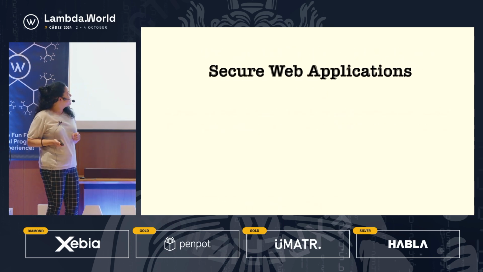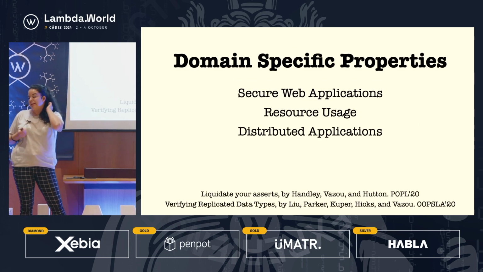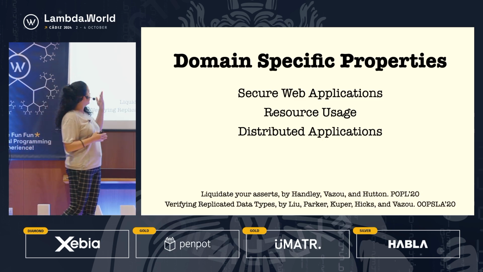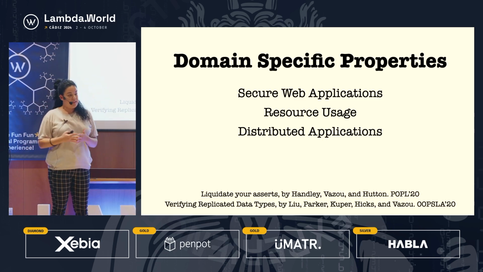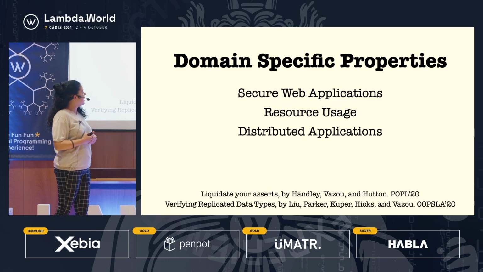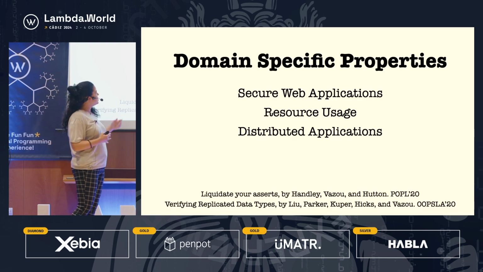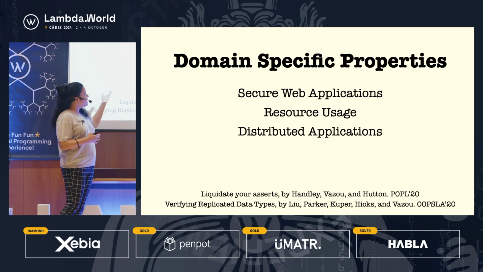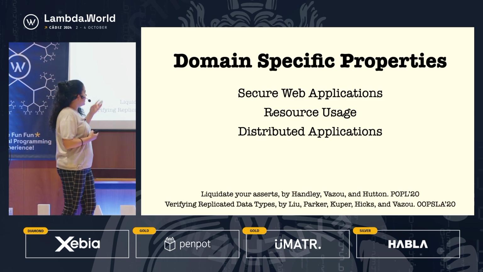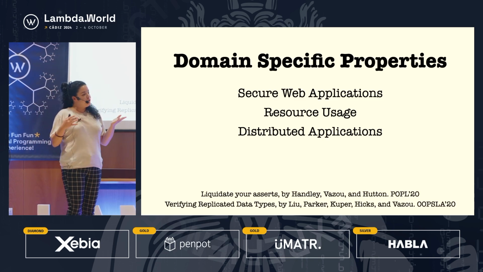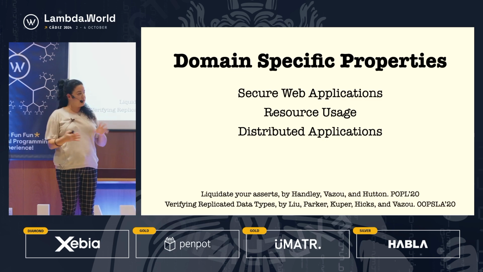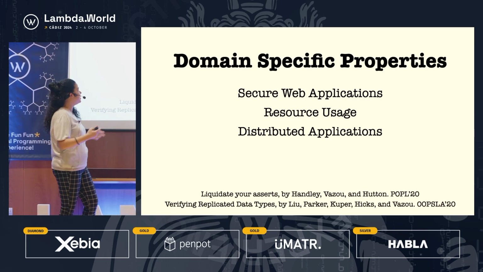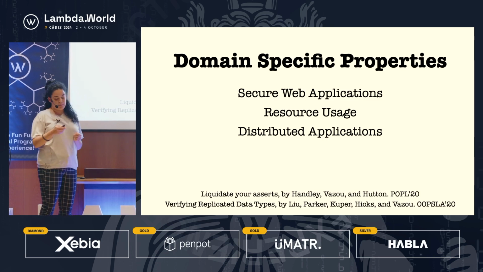So yes, this is the first. I think web secure applications is a domain-specific area where there are many, many properties that you can prove, but we have also used Liquid Haskell on other domain-specific applications like resource users or distributed applications. And these are examples to show that if you put in a lot of effort, like 5K lines of code, you can actually use refinement types to prove these domain-specific sophisticated properties.